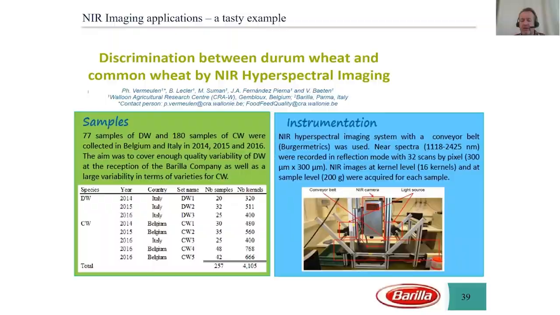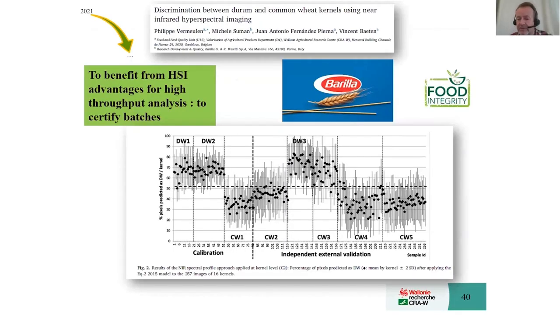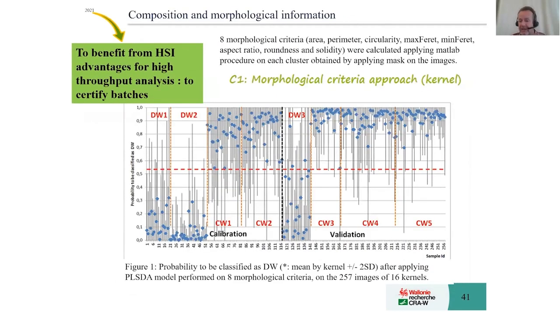And we have used this also with Barilla, for instance, because there they want to discriminate between the wheat. They use the durum wheat, and they do not want to have too much common wheat in the sample. So what we can do, we can check the batches at the single kernel level. And that's quite interesting because we can check that there is no more than 3% of kernels of a common wheat variety in the durum wheat variety. And that's important for pasta.